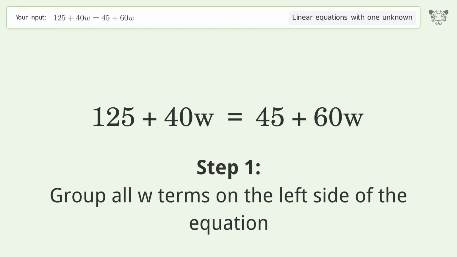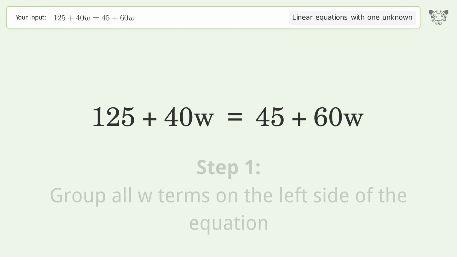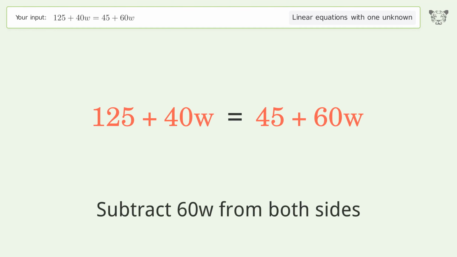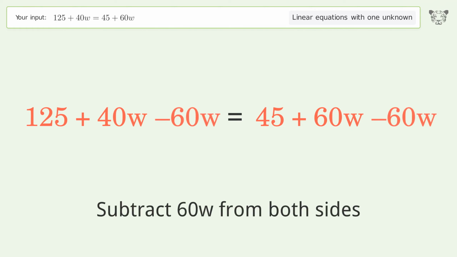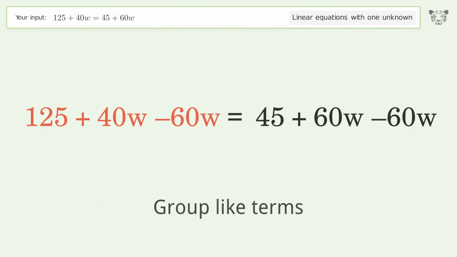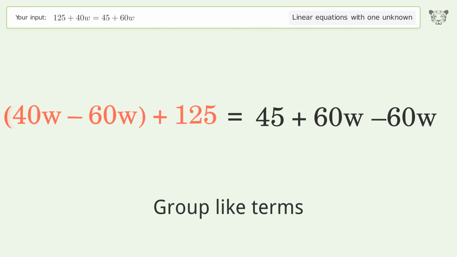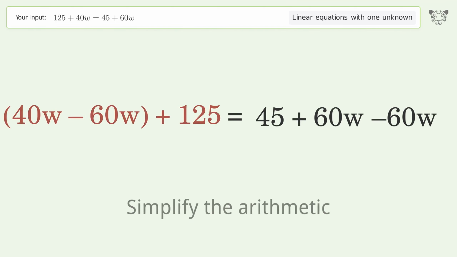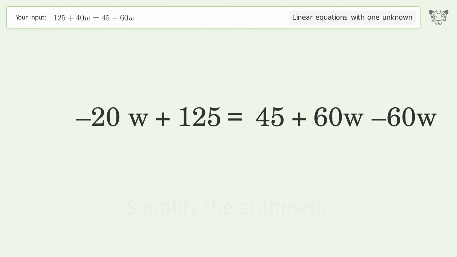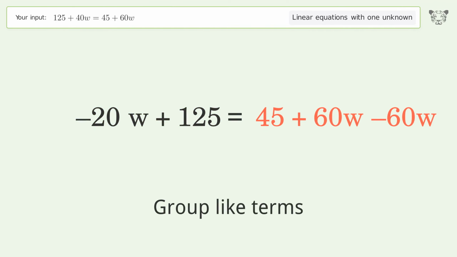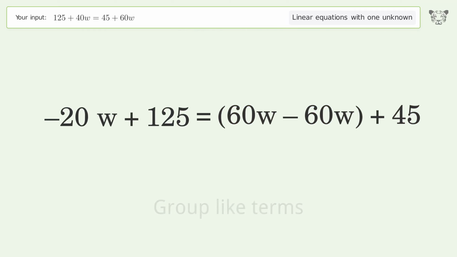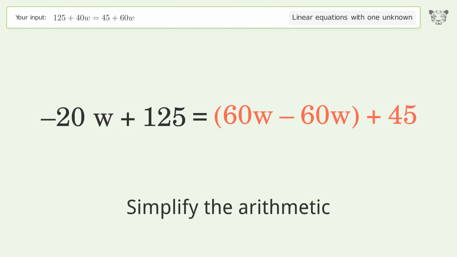Group all w terms on the left side of the equation. Subtract 60w from both sides. Group like terms. Simplify the arithmetic. Group like terms. Simplify the arithmetic.